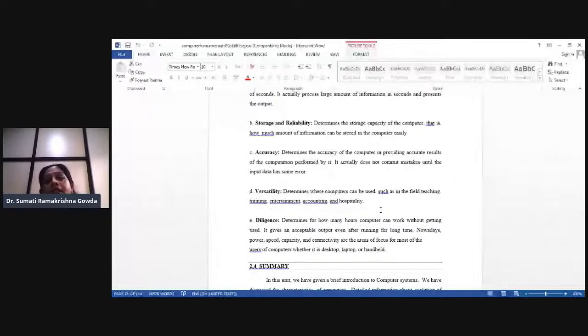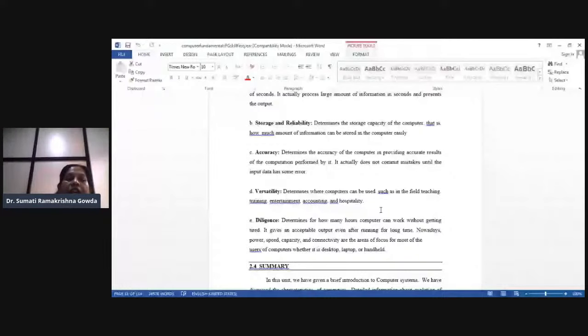Diligence means it never gets tired. I can take classes continuously for 3 hours. After that I'll feel tired, right? I can't keep on teaching continuously, I need a break in between. Whereas a computer will work for you 24 hours. So it is called diligence. Now I hope you understand the meaning of diligence, right?